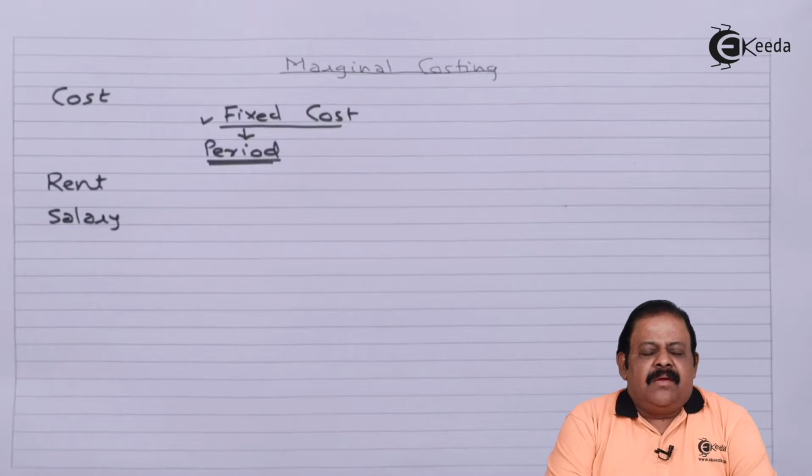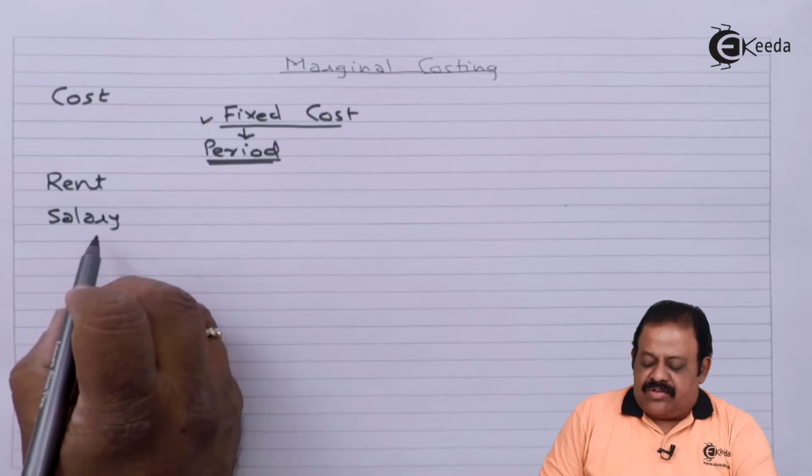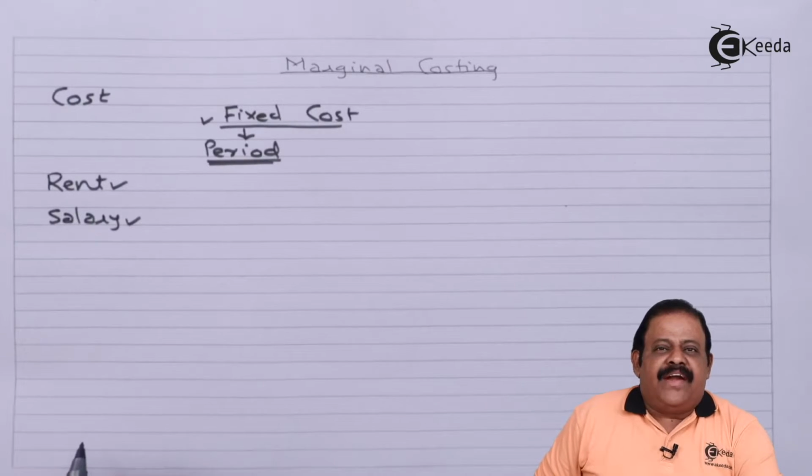Salary payable to employees. Every month we are required to pay salaries and wages. These salaries and wages which are of a fixed nature, if we are paying monthly, will be considered an example of fixed cost. If you produce or you don't produce, you are required to pay salaries to the employees. That is an example of what? Fixed cost. So fixed cost we can't avoid.